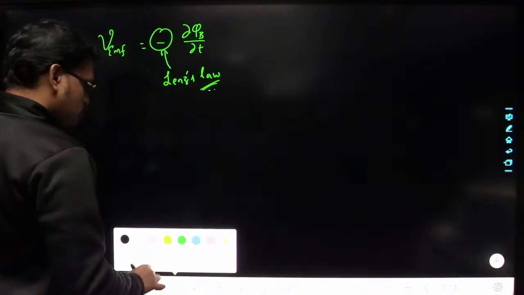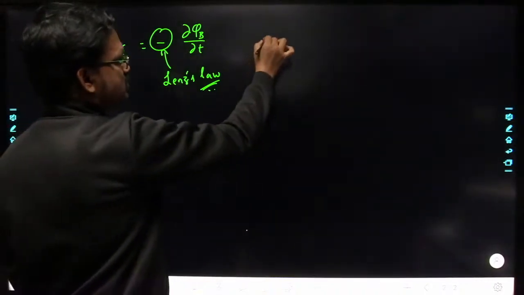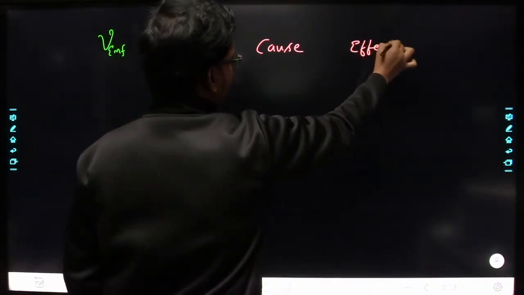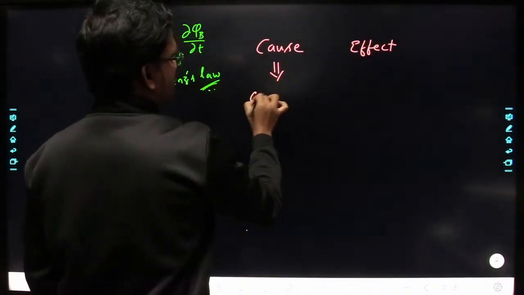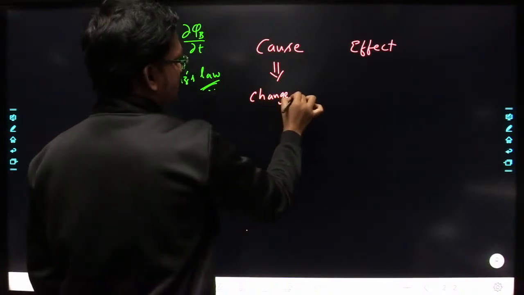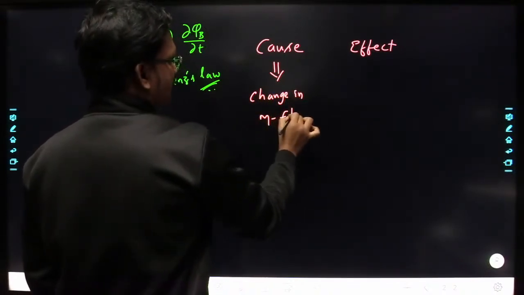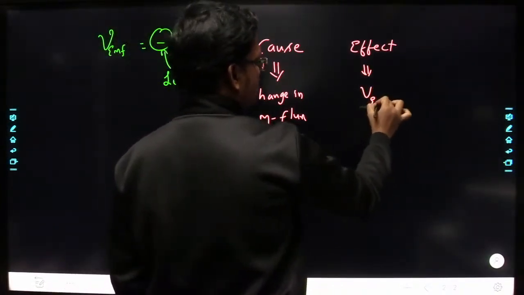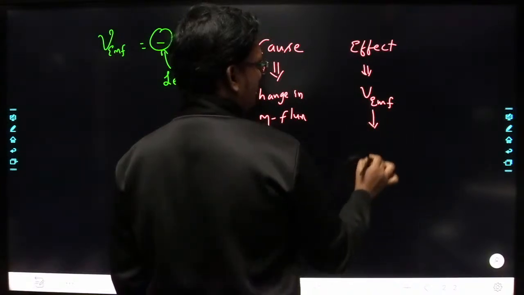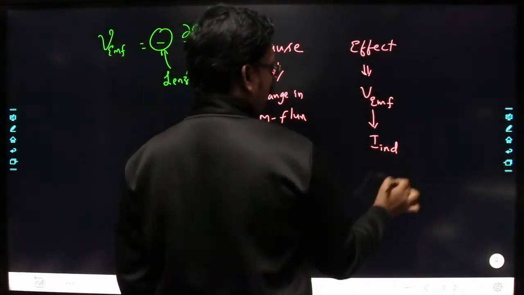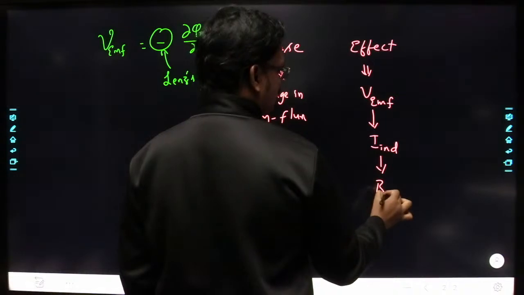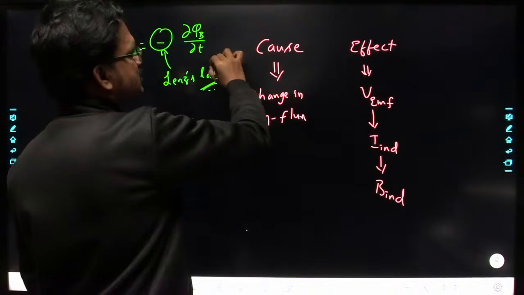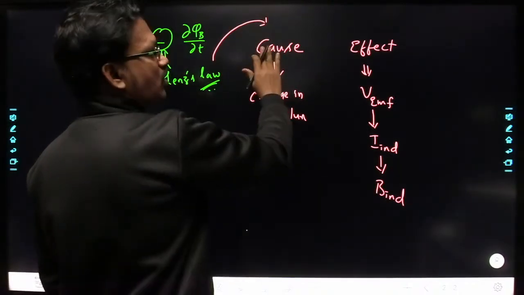Understood? So you are going to have, just briefly explaining here, cause and effect, right? So what is the cause here? Cause will be change in magnetic flux. So whenever there is a change in magnetic flux, the effect will be an induced EMF. So this induced EMF is going to produce an induced current. This induced current in turn is going to produce an induced magnetic field.